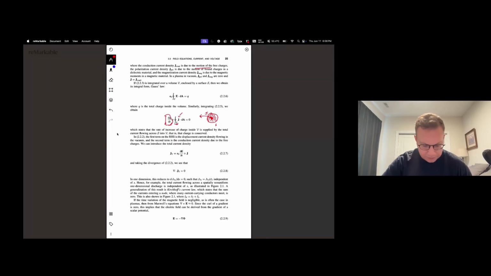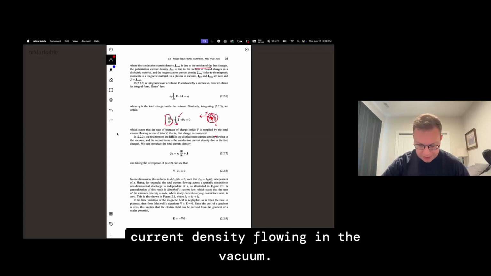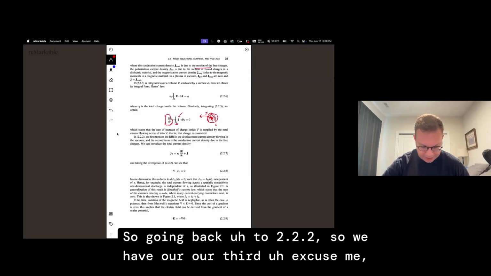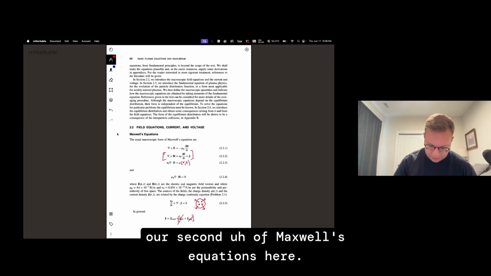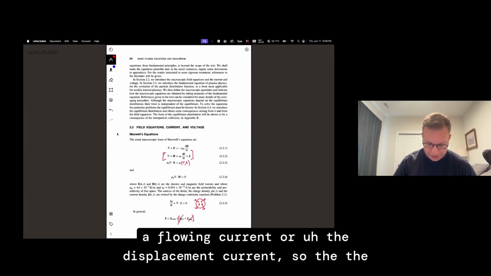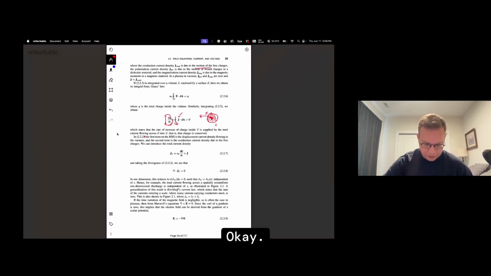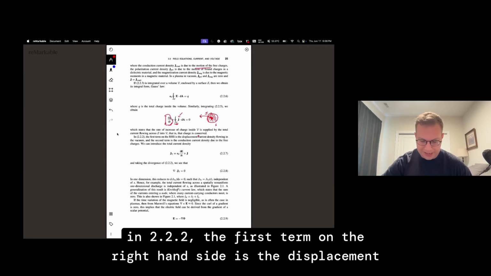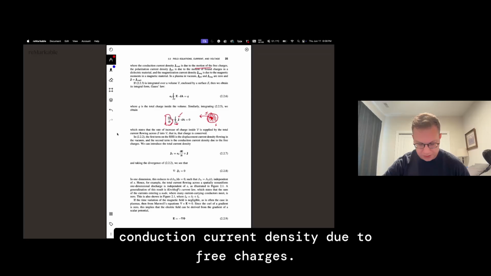Okay. In 2.2.2, the first term on the right-hand side is the displacement current density flowing in the vacuum. So going back to 2.2.2, our second of Maxwell's equations here, we have the curl of the magnetic field has two source terms, either a flowing current or the displacement current, the time rate of change of the electric field. The second term is the conduction current density due to free charges.